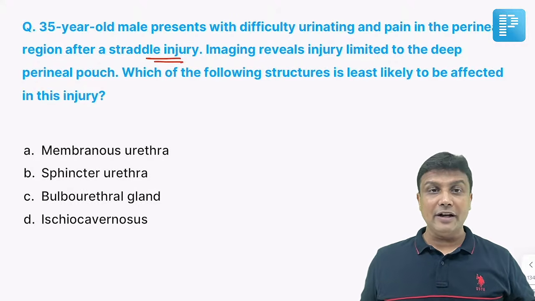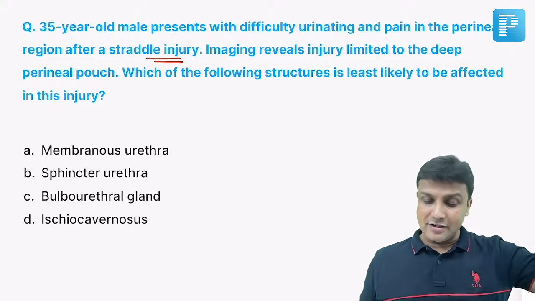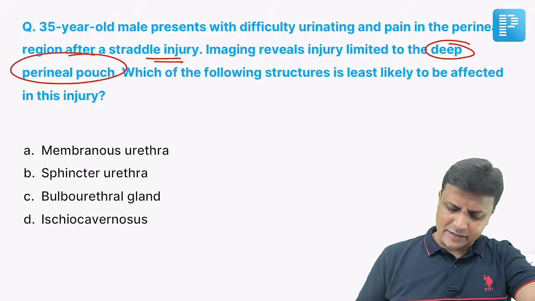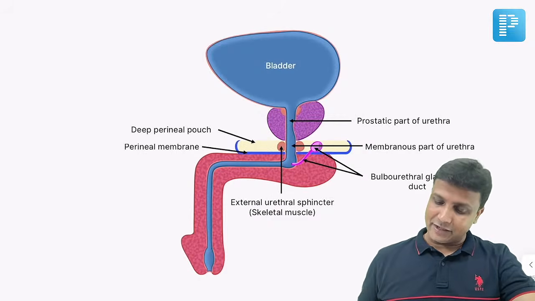It will be present in which perineal pouch, sir? It will be present in the superficial perineal pouch. Whereas the imaging reveals the injury limited to the deep perineal pouch, it is telling here. So basically, what you have to do is see all the contents of the deep perineal pouch that will be affected here, sir.